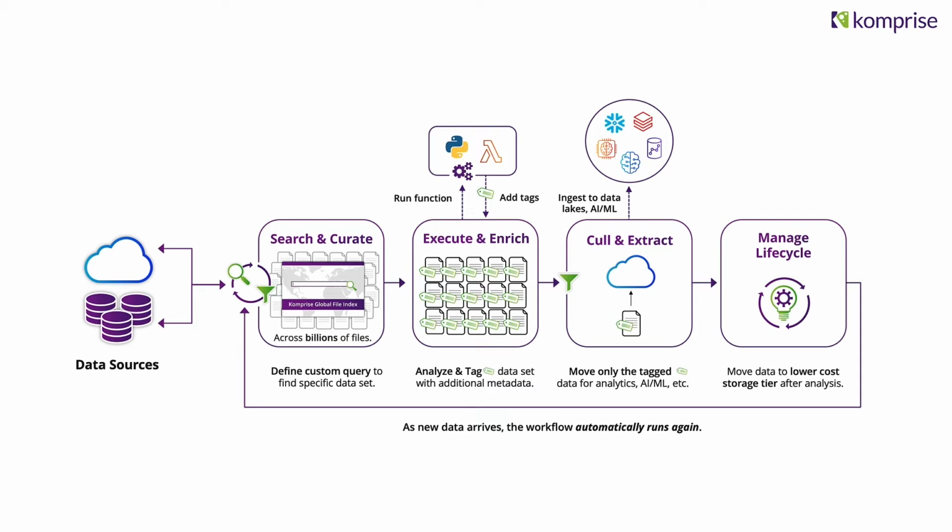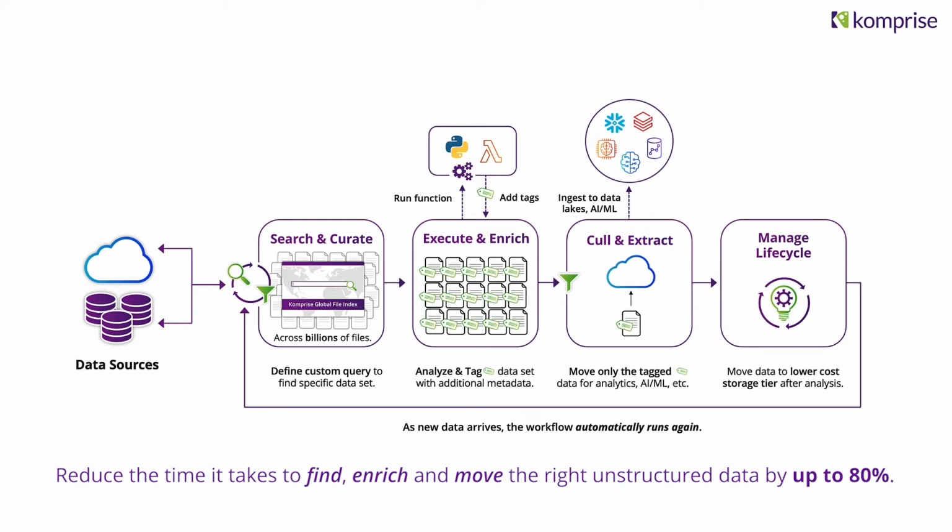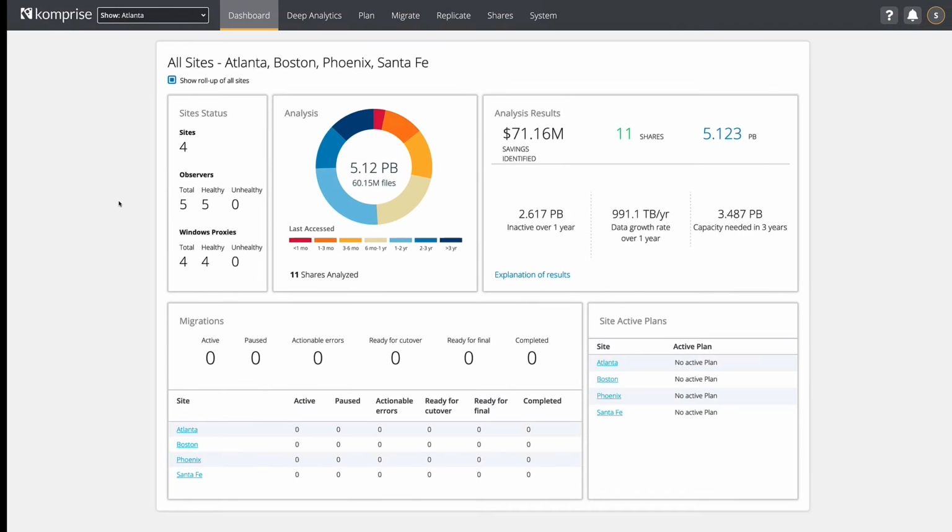With Komprise Smart Data Workflows, you can define and execute a process with as many of these steps as needed in any sequence. Komprise Global File Index and Smart Data Workflows together reduce the time it takes to find, enrich, and move the right unstructured data by up to 80%. Now let's illustrate a use case with an external cloud data service.